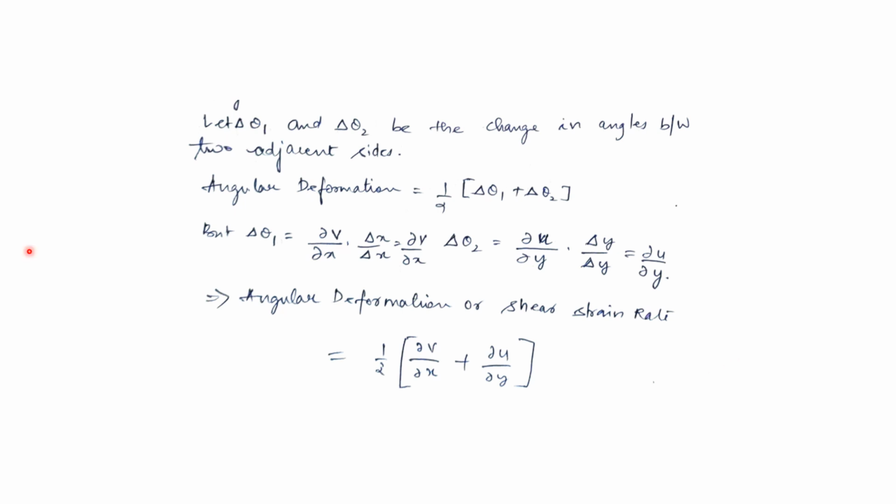So delta theta 1 and delta theta 2 are the changes in angles between the two adjacent sides, and you have the angular deformation. The total deformation, how does it happen? That means you have a square over here. We assume a square. If you have a square over here and you have two axes AB and CD, along AB a variation like this happens, and along CD a variation like this happens. These will be our two axes.